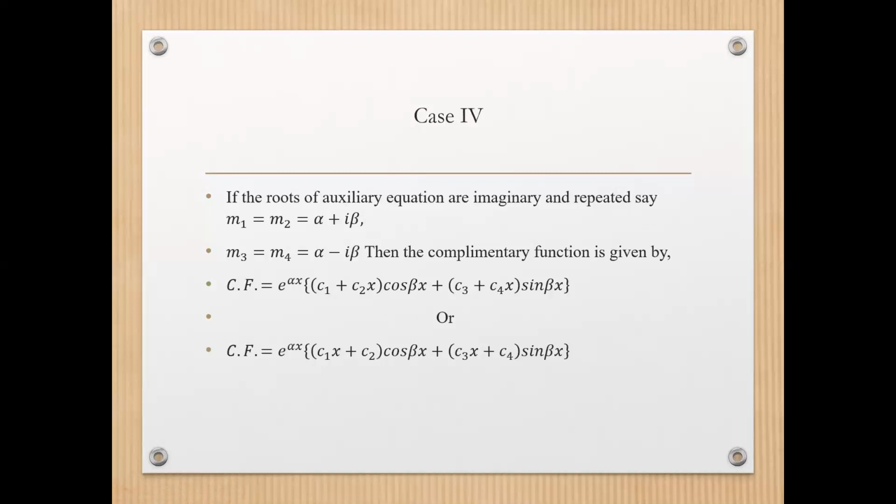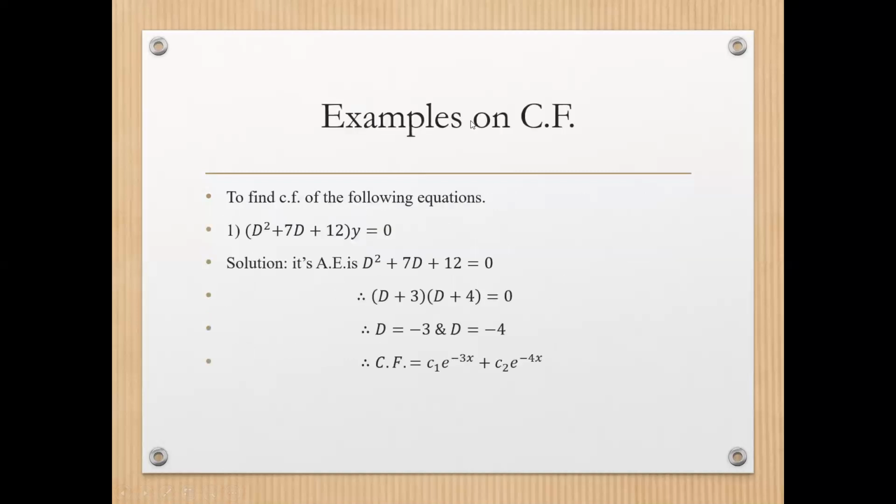As we know, the solution of a linear differential equation with constant coefficients is given by complementary function plus particular integral. So these four cases are useful for finding the complementary function only. We will see later how to find the particular integral, which depends on the right hand side of the linear differential equation. So now let's see examples on finding complementary function.